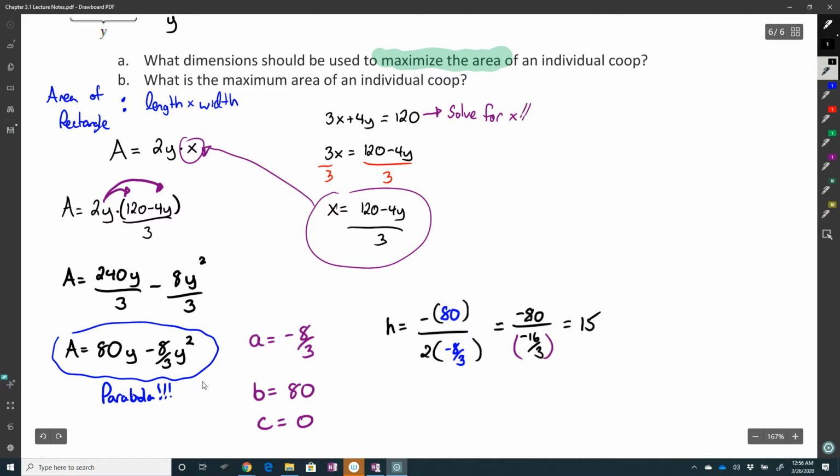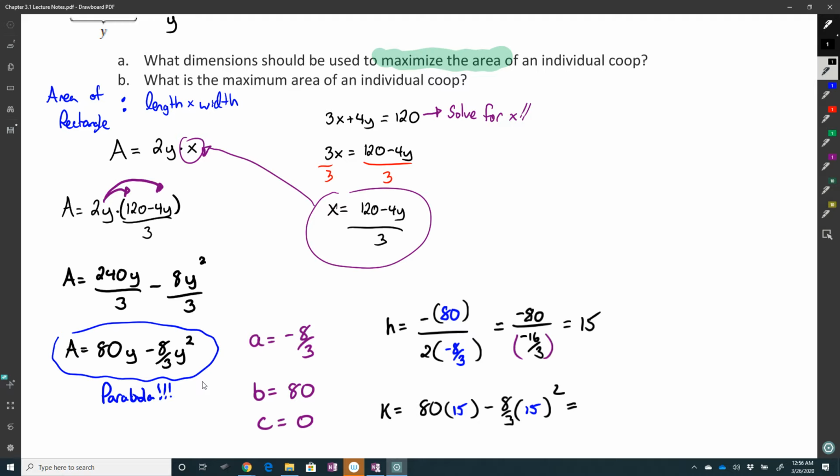So if h is 15, then k is 80 times 15 minus 8/3 times 15 squared, and that's where the 15 goes. So we plug that into our calculator. It gives me 600.